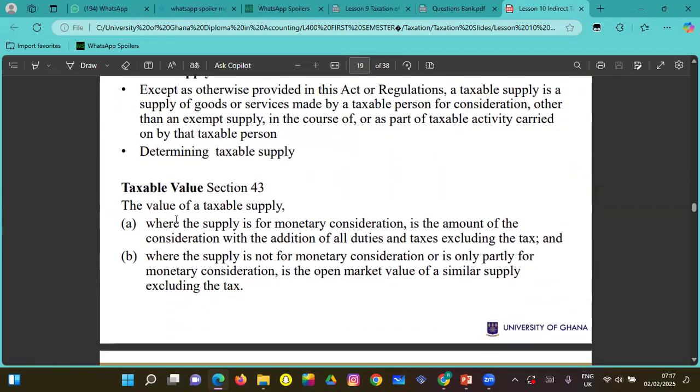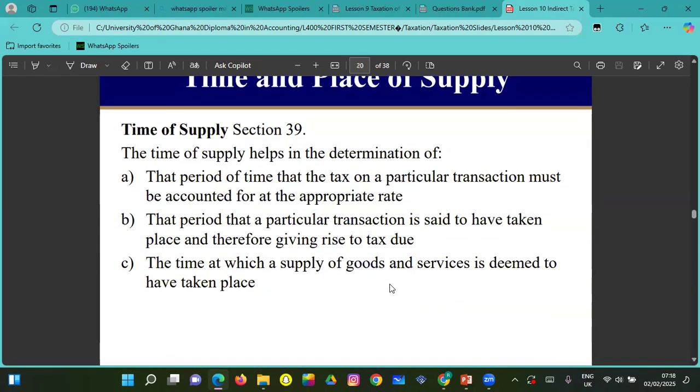So if you want to determine the taxable supply, it is the taxable value, the value of taxable supply. Where the supply is for monetary consideration, it is the amount of consideration, the addition of all duties and taxes, excluding the tax. And where the supply is not for monetary consideration or is only partly for monetary consideration, it is the open market value of a similar supply, excluding tax.